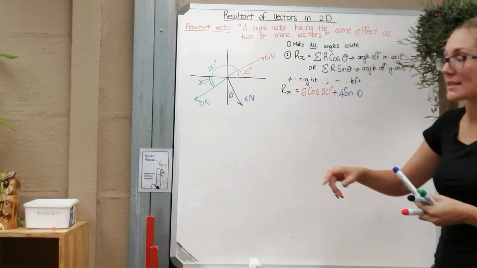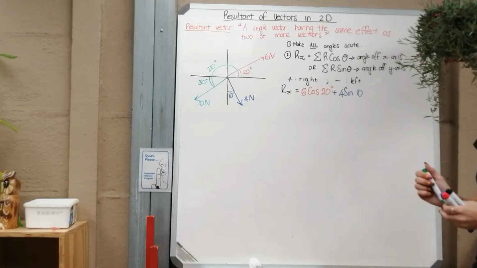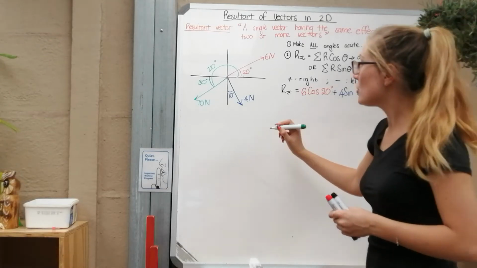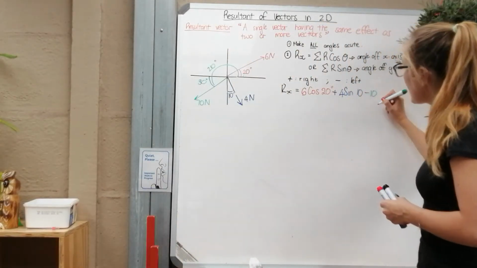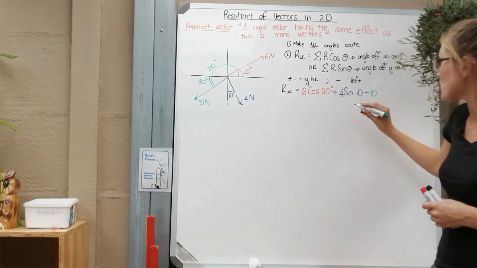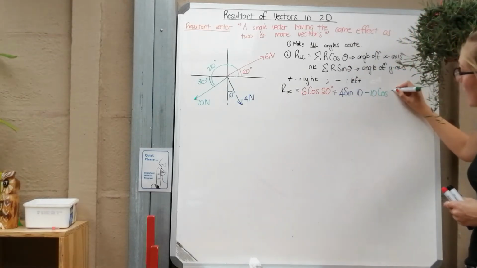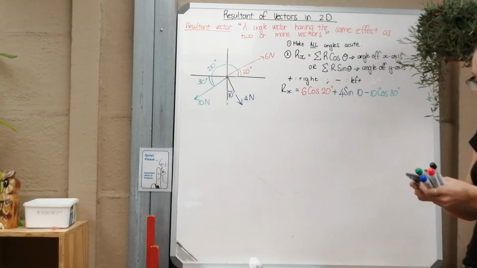And then my last one, this 10 Newton force, my green one, we say minus this time, because my 10 Newton force is going to the left, so it's minus 10, and now again we're going to pick cos because my angle is coming off the x-axis, so it's 10 cos of that angle 30 degrees. Okay, so we're going to type this whole doohickey into our calculator.